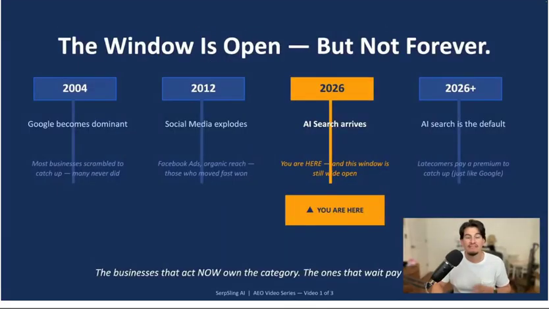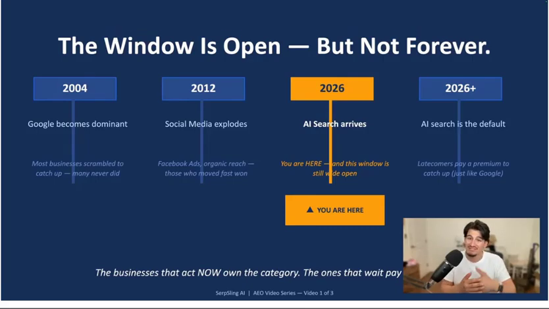All right, and the window right now is wide open, but not forever. As you may remember, back in 2004, pretty much Google became dominant in the search game. Then in 2012, social media exploded, and for both of those scenarios, those who got in early dominated. Those who waited had to pay to play. Okay. Same thing going on right now with AEO and AI search. 2026 AI search arrives. We are all here. You and me are at this point together. Ground floor opportunity. And those of us that jump in early will be dominant. And those that wait will have to struggle to catch up.